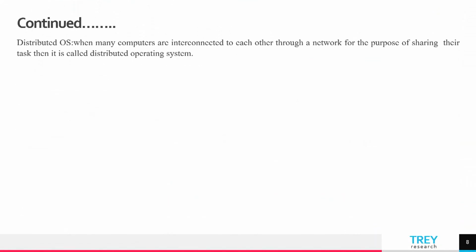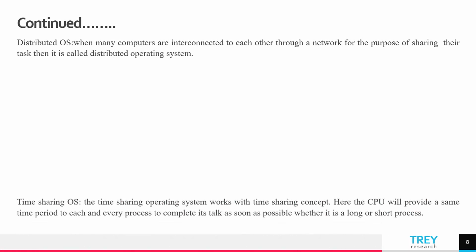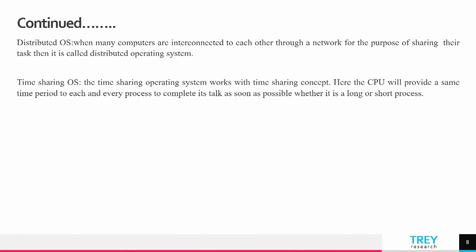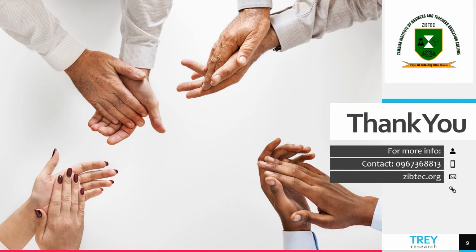There are also distributed operating systems. Under distributed operating systems, when many computers are interconnected to each other through a network for the purpose of sharing their tasks, then it is called a distributed operating system. Then time sharing, which I've already talked about. Okay, so this comes to an end. For today, since it's just the introduction to operating systems, we'll just end here.